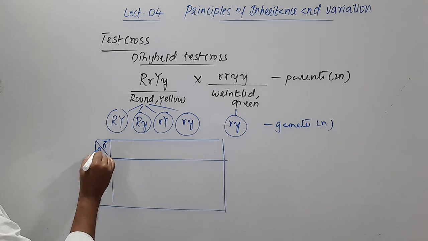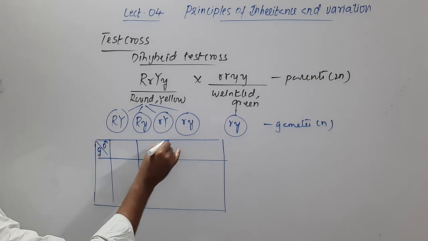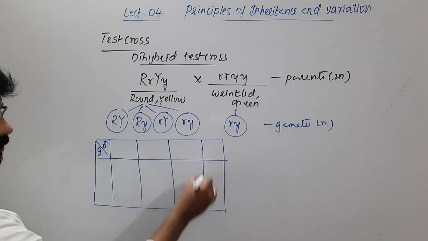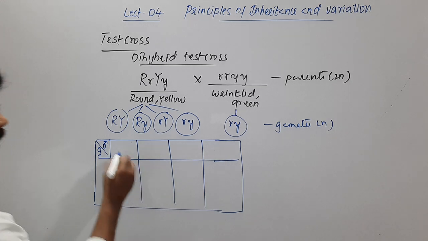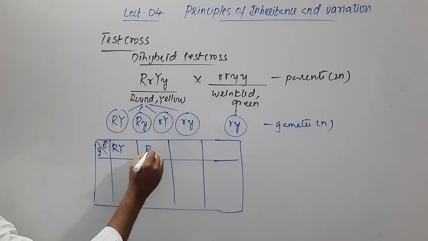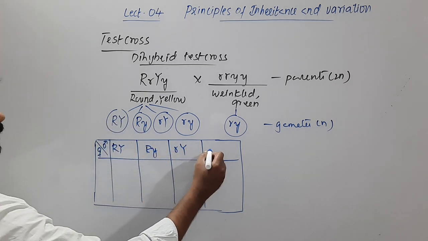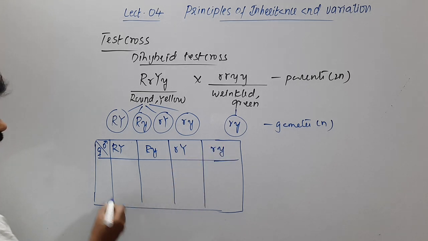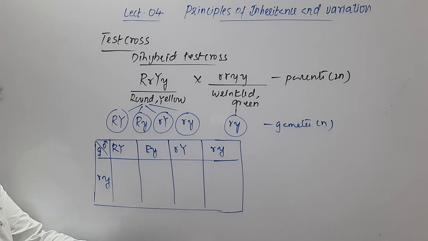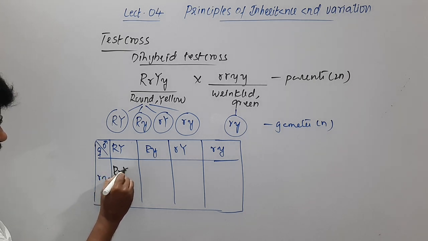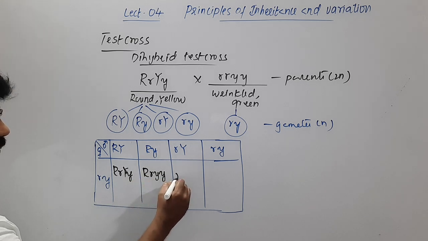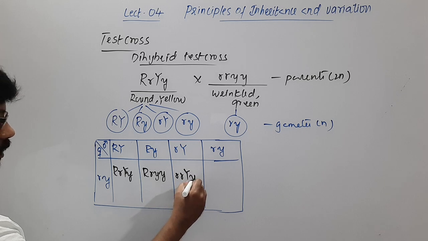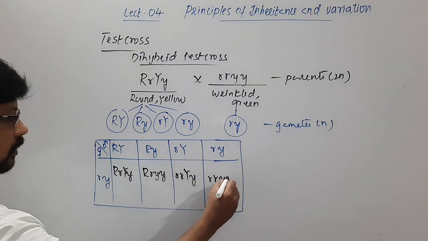Let's put them in the Punnett square. On one side the male and one side the female gametes. So capital R, capital Y, capital R, small y, small r, capital Y, and small r, small y. So here small r, small y. So let's see how we get. So capital R, capital Y, small y, capital R, small y, small y. So small r, capital Y, small y, small r, small y, small y.